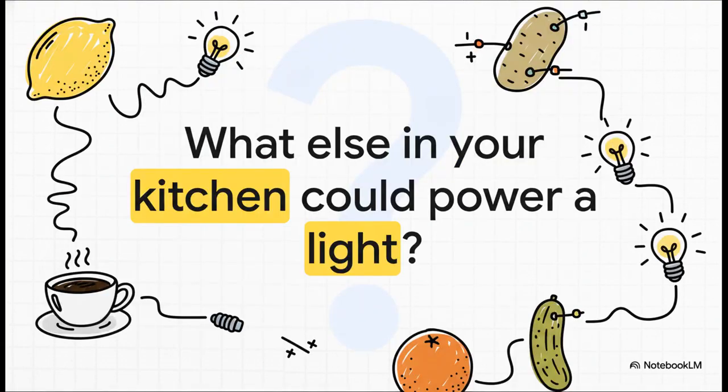So, we just saw that a lemon can make electricity because of its acid. And that leaves me with one final, kind of fun question for you to think about. Based on that very same principle, what else do you think you have sitting in your kitchen right now that you could turn into a battery?